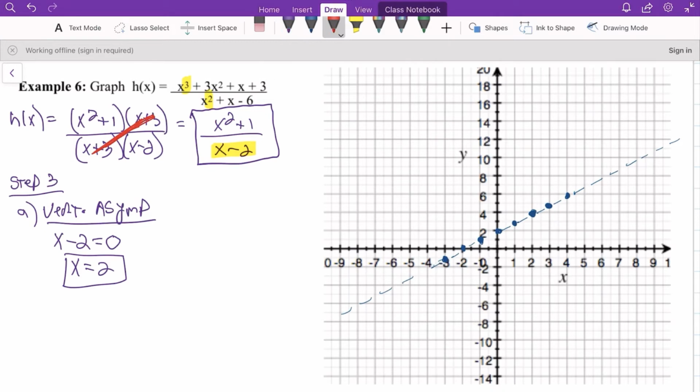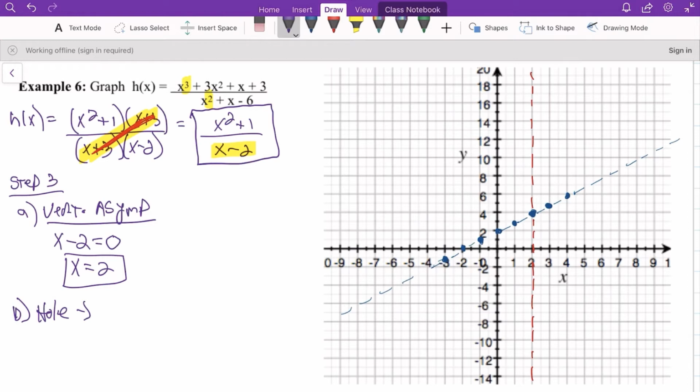and I'm going to put that on the graph. So we have this right here, and that'll give us a nice guideline to work with when we start doing our test points and our test regions. And the next thing we're going to do is the hole in the graph. We've already determined that we did have a hole in the graph. So again, the holes are created by canceled factors, and we canceled the factor of x plus 3.